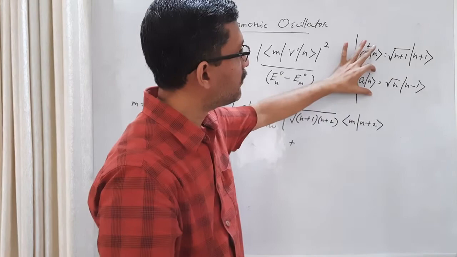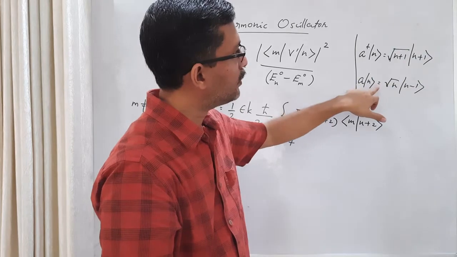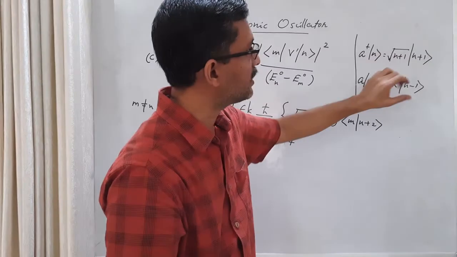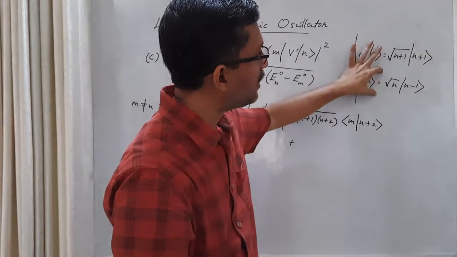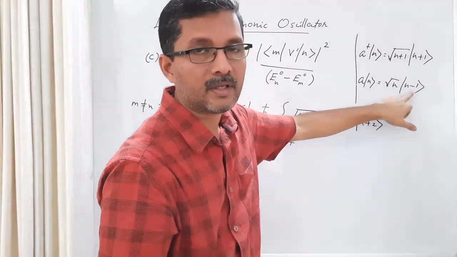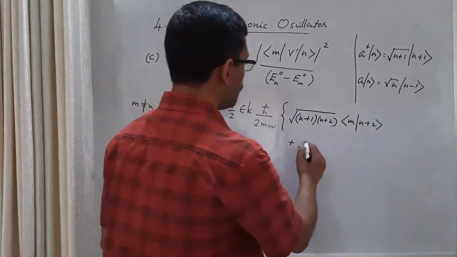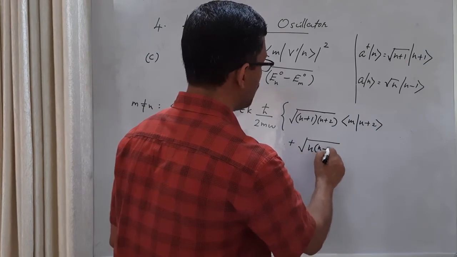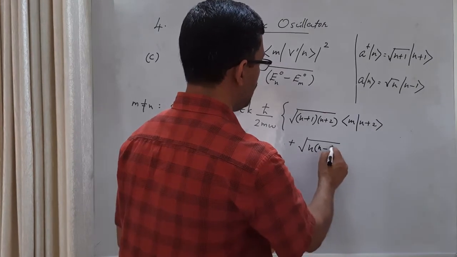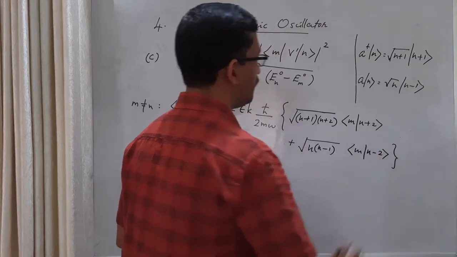Here, when A acts on ket vector n, you have root n into ket n minus 1. When A acts twice, when A square is there, then what you get is root n into A acting on... When A acts once, you get this. When A acts one more time, root n is a scalar we can take out. Then root n into A acting on n minus 1. A acting on n minus 1 will give you root n minus 1 into ket n minus 2. So what you get is root of n into n minus 1, ket n minus 2. This is what you get.